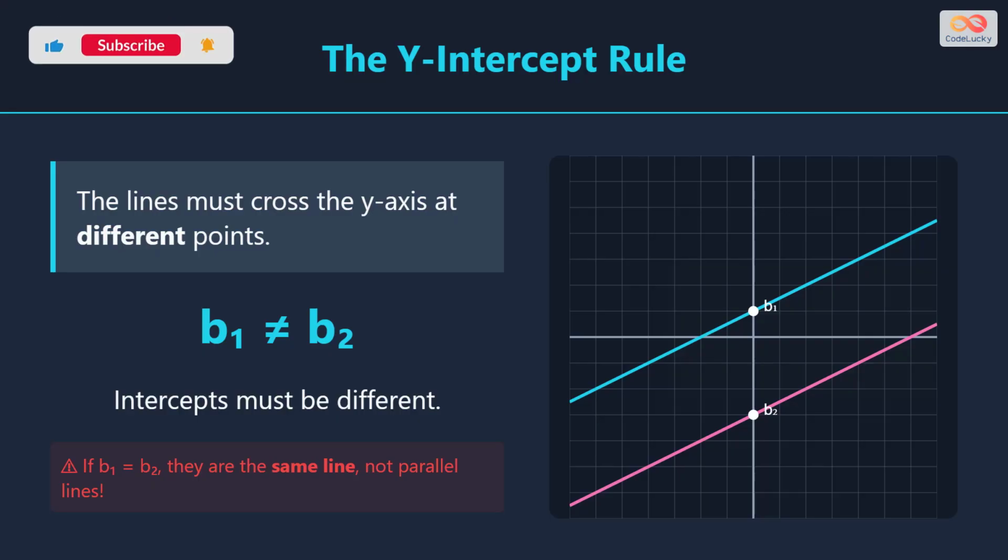However, there is a second condition that is often overlooked. The lines must be distinct, meaning they must cross the y-axis at different places. Therefore, b1 must not equal b2. If the slopes are the same and the intercepts are also the same, you are actually looking at the exact same line, not two parallel lines.